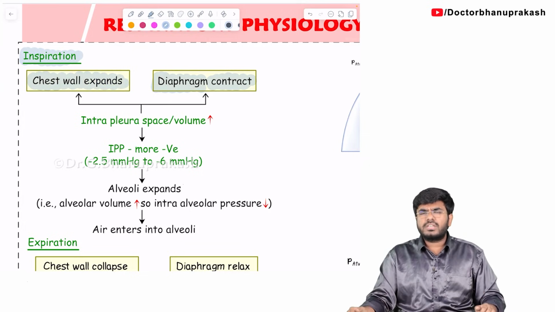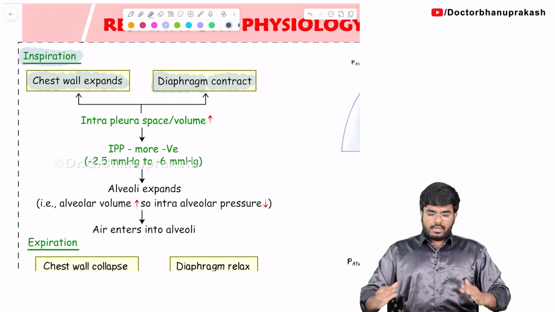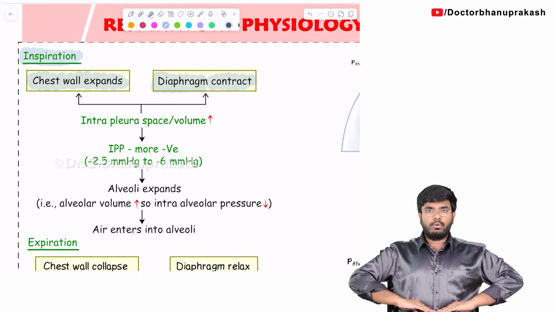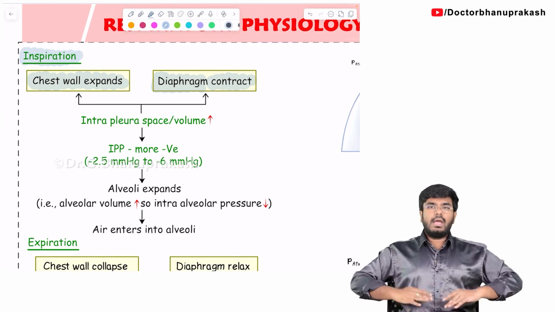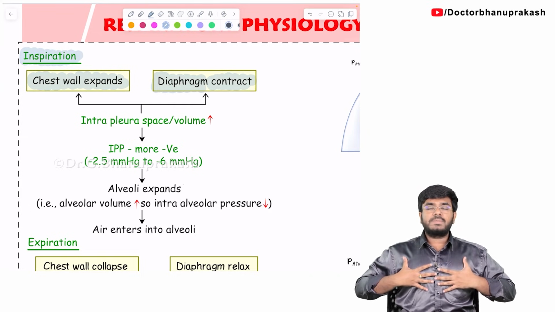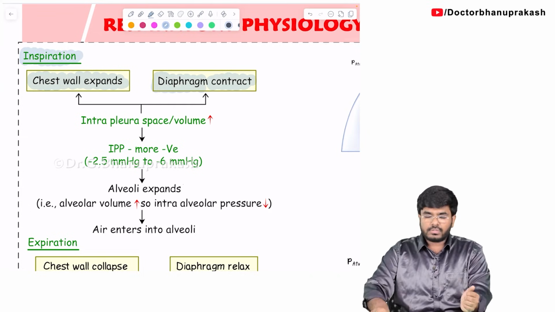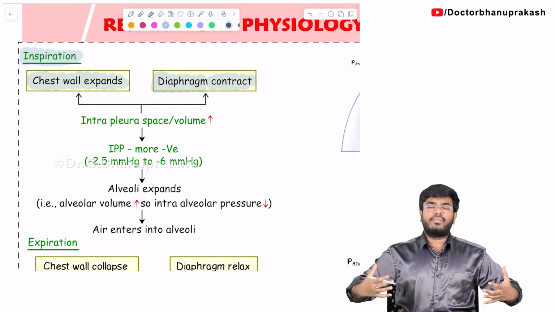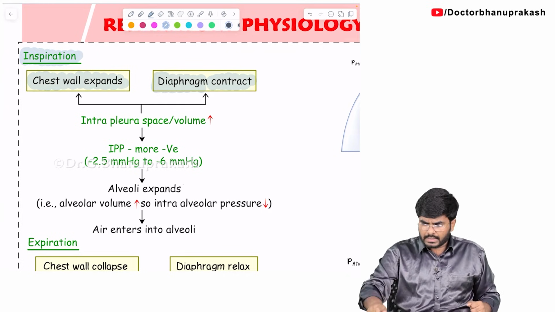So, try to do the inspiration now, guys. Whenever we do the inspiration, what will happen to our diaphragm? The diaphragm, which is a dome shaped muscle, is going to contract down. The diaphragm is moving down. And what will happen to our ribs? The ribs are going to expand out. So now tell me, because of this contraction of the diaphragm and expansion of the chest wall, what will happen? Try to understand.